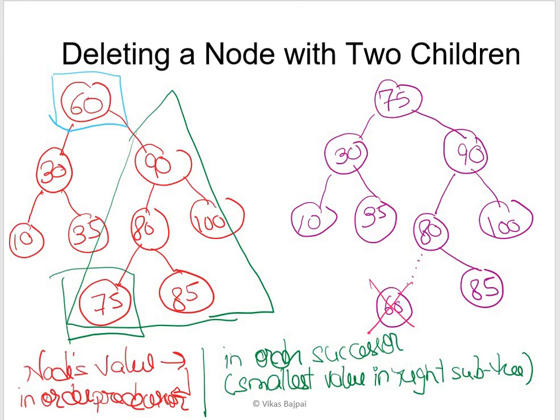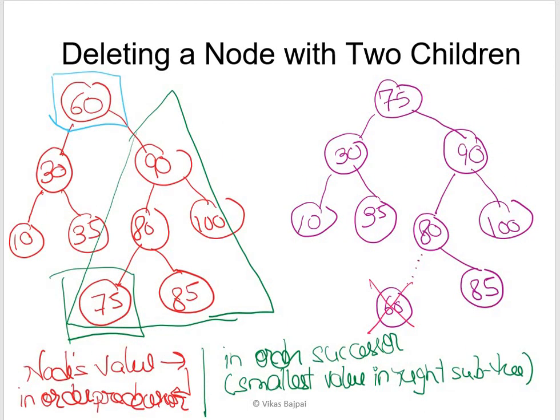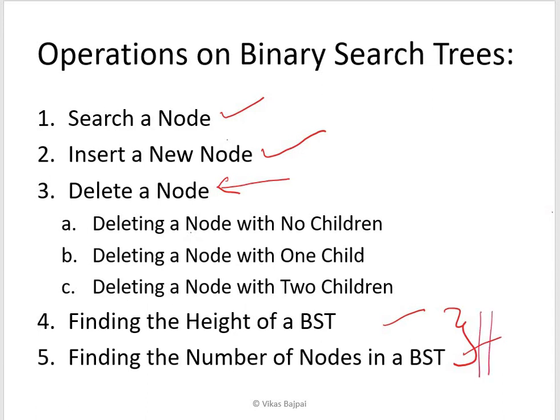So this is the only trick in this particular case, whereas in the previous case things remain simple. Once again, here in case of deletion, you have to make this particular value free, and the address of this particular thing is copied here. So that's how we make the choices. Simple copy paste is to be done. So with this we finish the deletion part, and we'll talk about two more operations, which is finding the height and finding the number of nodes, in our next video.